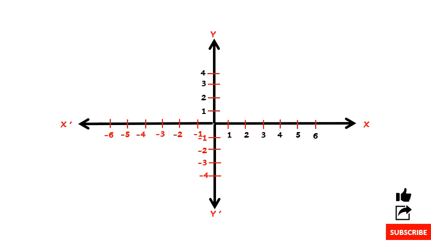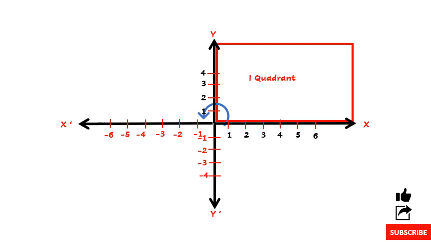Let's understand the concept of quadrants. The two axes divide the plane into four equal infinite quadrants. They are represented in Roman numerals and move in the anti-clockwise direction. So the upper right-hand corner of the graph between the positive x-axis and the positive y-axis is known as quadrant 1. Both the coordinates of a point lying in this quadrant are positive.